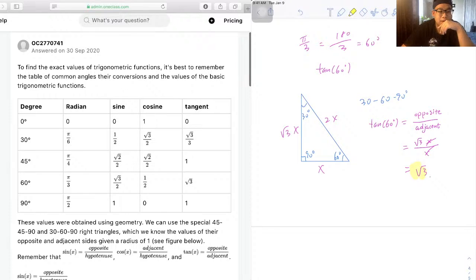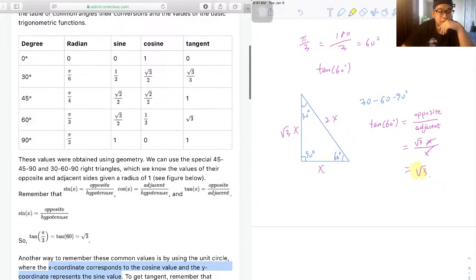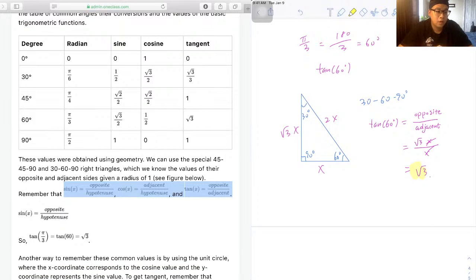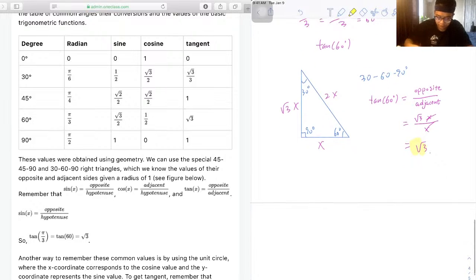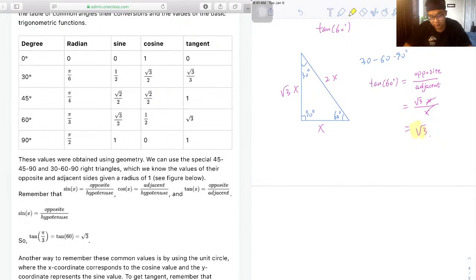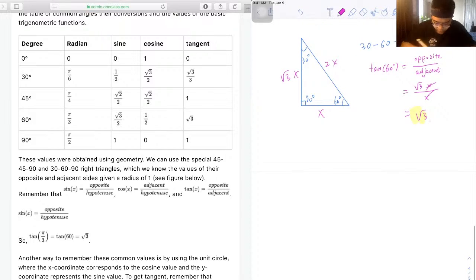Yeah, and also remember how to represent sine x, cosine x, and tangent x, where sine x is opposite over hypotenuse, cosine x is adjacent over hypotenuse, and tangent x is equal to opposite over adjacent. So how about we just do sine 60 and cosine 60 just for review.